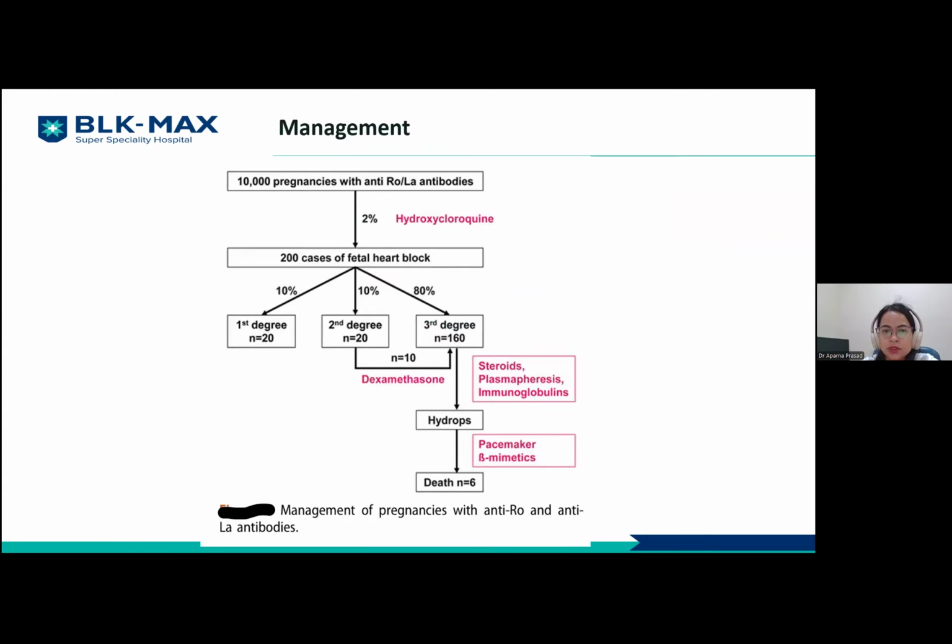So this is the management plan which I have taken from the Journal of Fetal and Neonatal Medicine. Basically, they gave hydroxychloroquine to 10,000 pregnant women. This is the main drug to prevent congenital heart block in the fetus. How does HCQ work? HCQ is an anti-malarial drug. It has a cardioprotective effect and it inhibits toll-like receptor signaling. What they found is that among the 10,000 pregnancies given HCQ, in only 2%, like 200 cases, there were degrees of heart block.